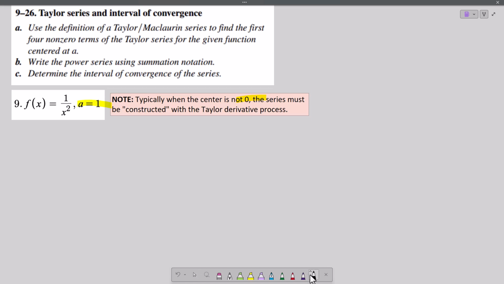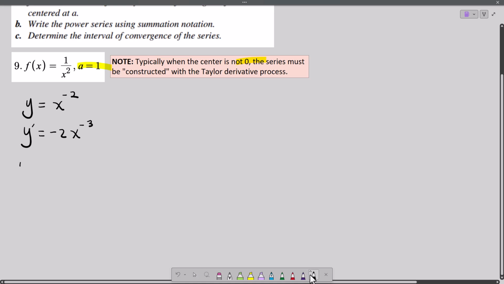So if we want a power series, a Taylor series, for this function, not at the origin, we've got to go through the process. So we start with our function. We take our derivatives. We do the table thing that we've been doing. And this says how many terms? It says the first 4 non-zero terms. So we just take it down to the 4th derivative.